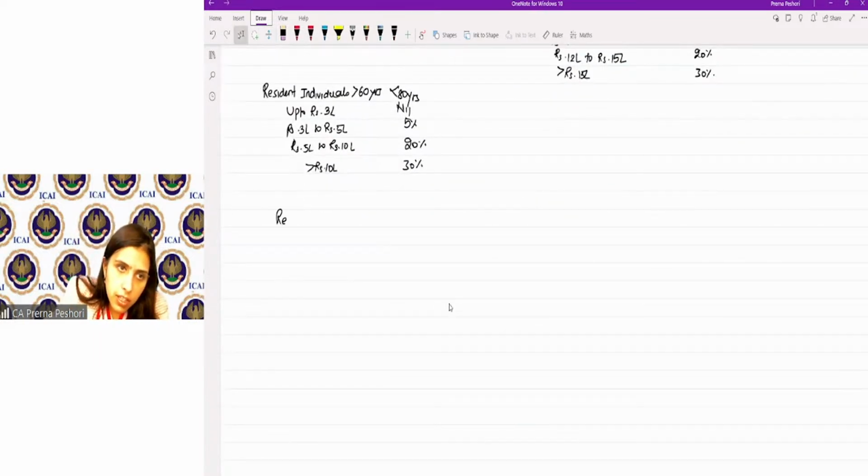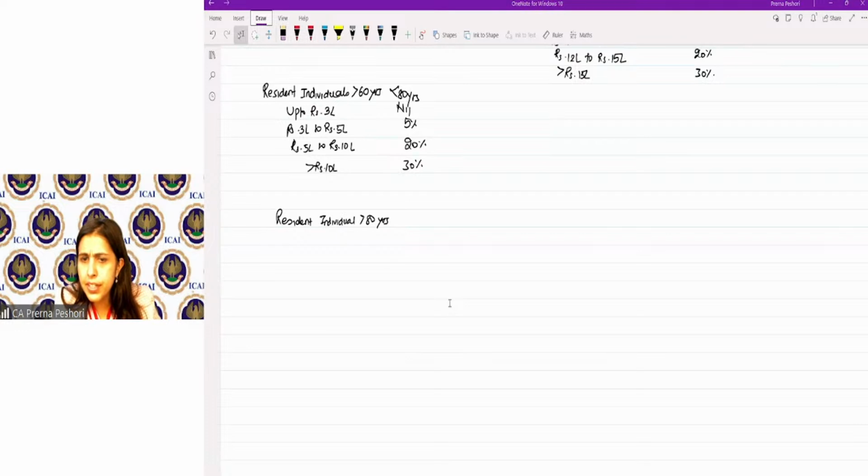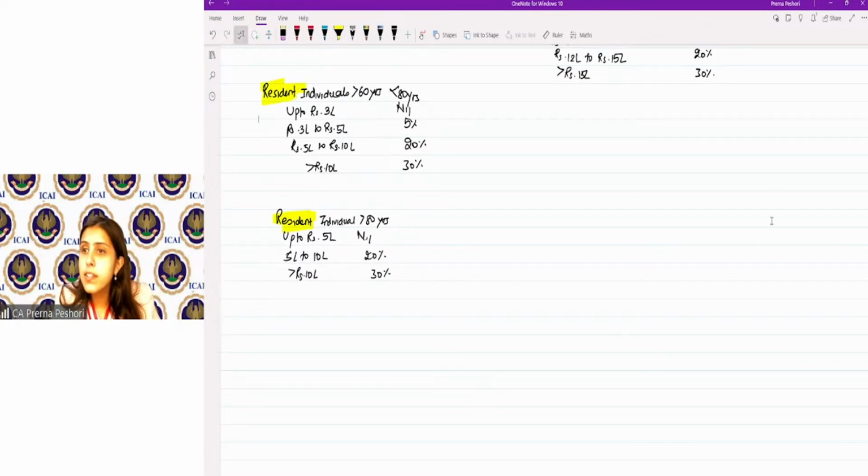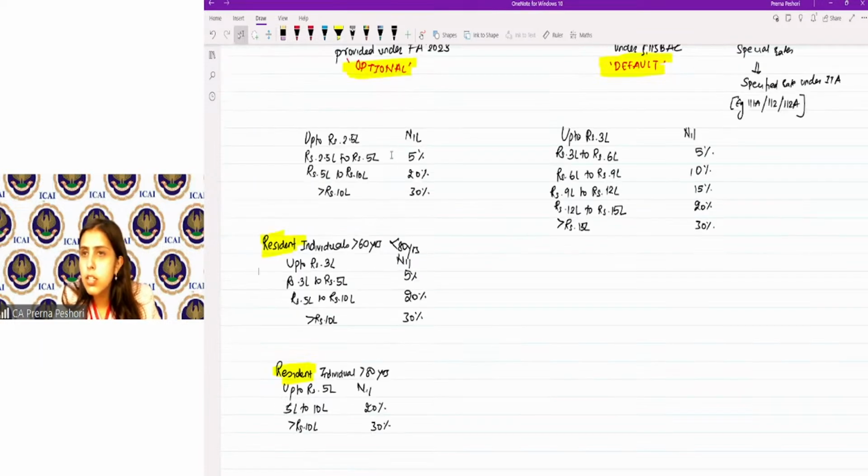And for resident individual greater than 80 years, up to rupees 5 lakh nil. 5 lakh to 10 lakh, it is 20%. And greater than rupees 10 lakh is 30%. But be mindful, this is only applicable for resident individual. If a senior citizen is a non-resident, you will have the normal slab which is applicable. Only if an individual who is a senior citizen is a resident, only then you can have those higher tax slabs which are available.